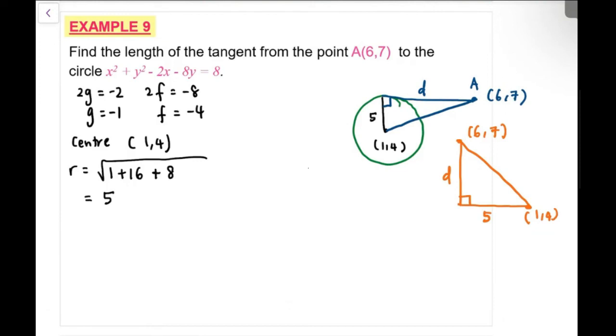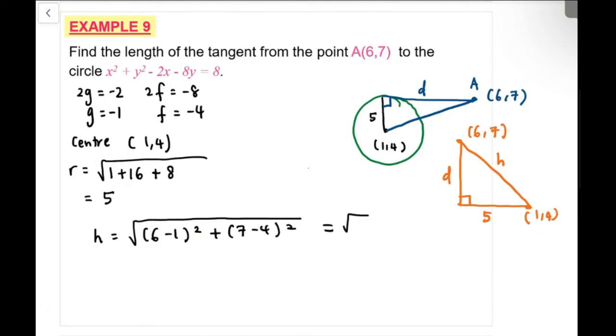So in order to find d, we must find the hypotenuse first. In this case, I just label it as h. So in order to find the length of h, it's basically the distance between 2 points. So you can use the formula of distance between 2 points. So h in this case would be the square root of (6 minus 1) squared plus (7 minus 4) squared. Simplify this up, our h would be the square root of 34. Okay, so now, in order to find the length of the tangent, or d, it is basically by using the Pythagoras theorem, hypotenuse squared minus base squared. So here our d would be the square root of 34 minus 5 squared. So we have 34 minus 25, and we're going to get 3 as our length of tangent.